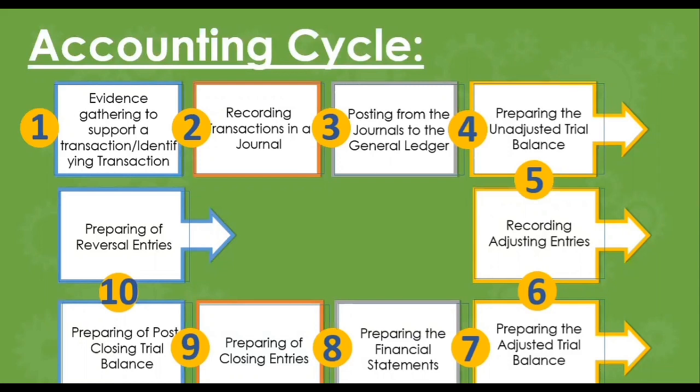Events are analyzed to find the impact on the financial position, or to be more specific, the impacts on the accounting equation. Documents such as a receipt, an invoice, a depreciation schedule, and a bank statement, etc., provide evidence that an economic event has actually occurred. So that is the first step of the accounting process, evidence gathering to support a transaction or identifying transactions.